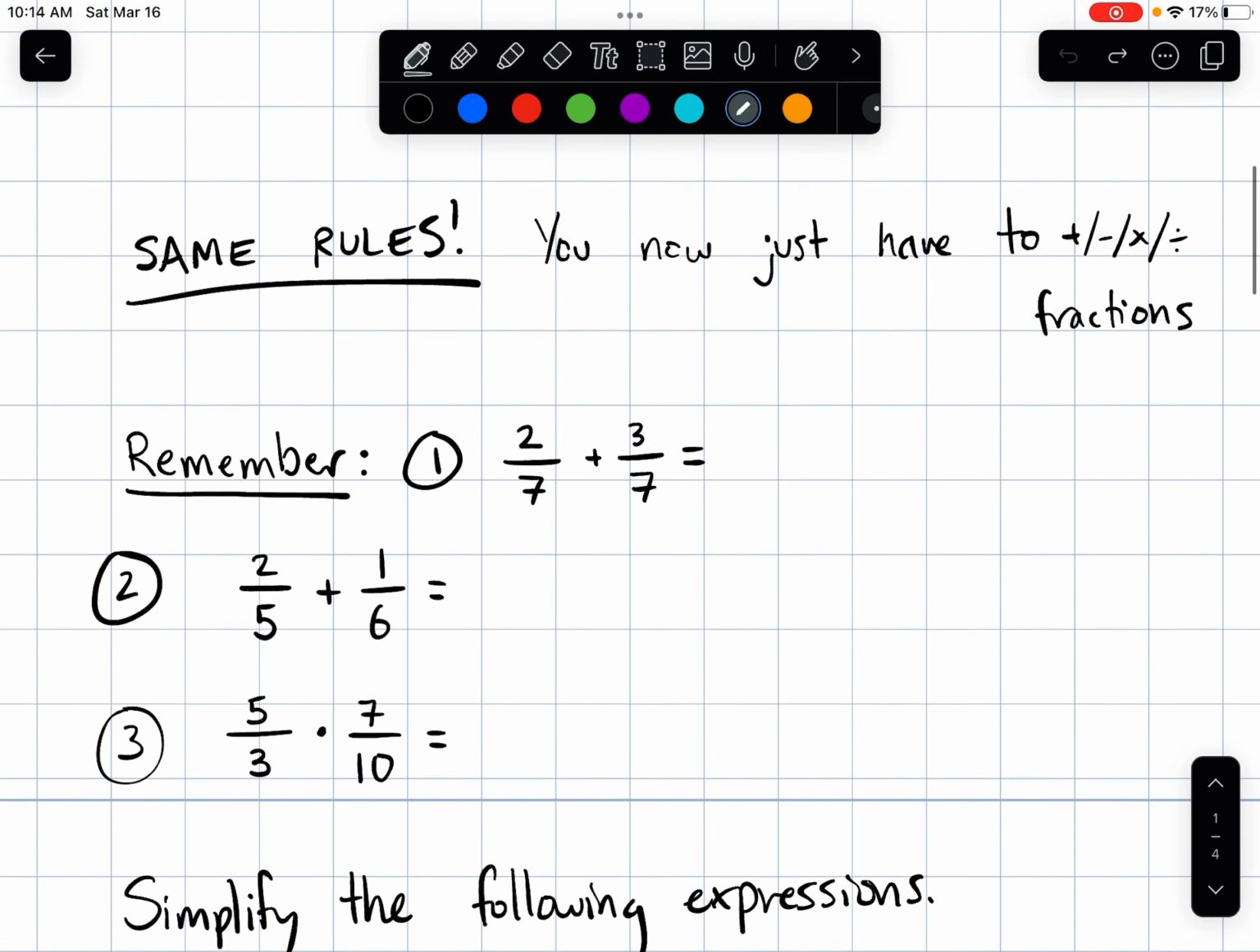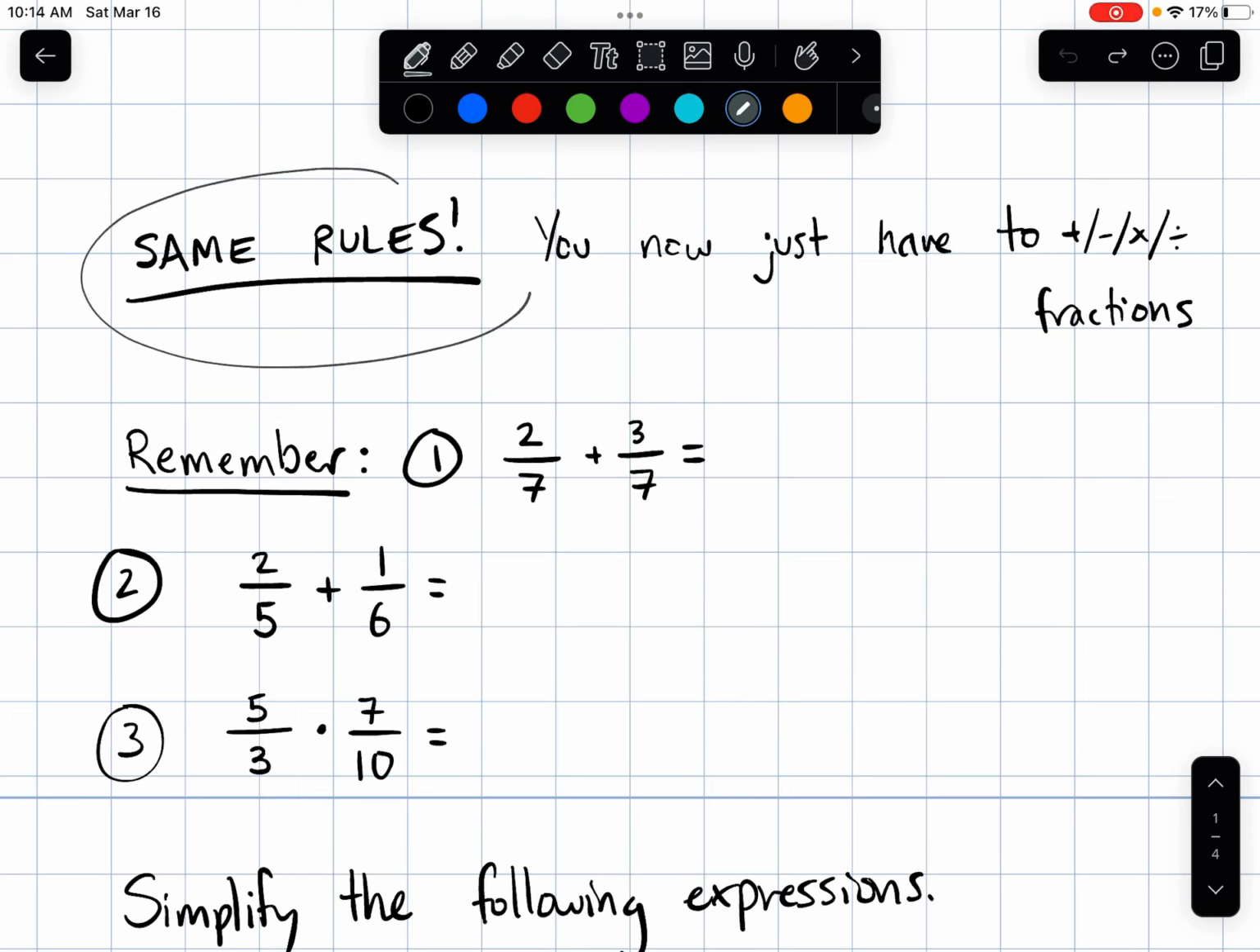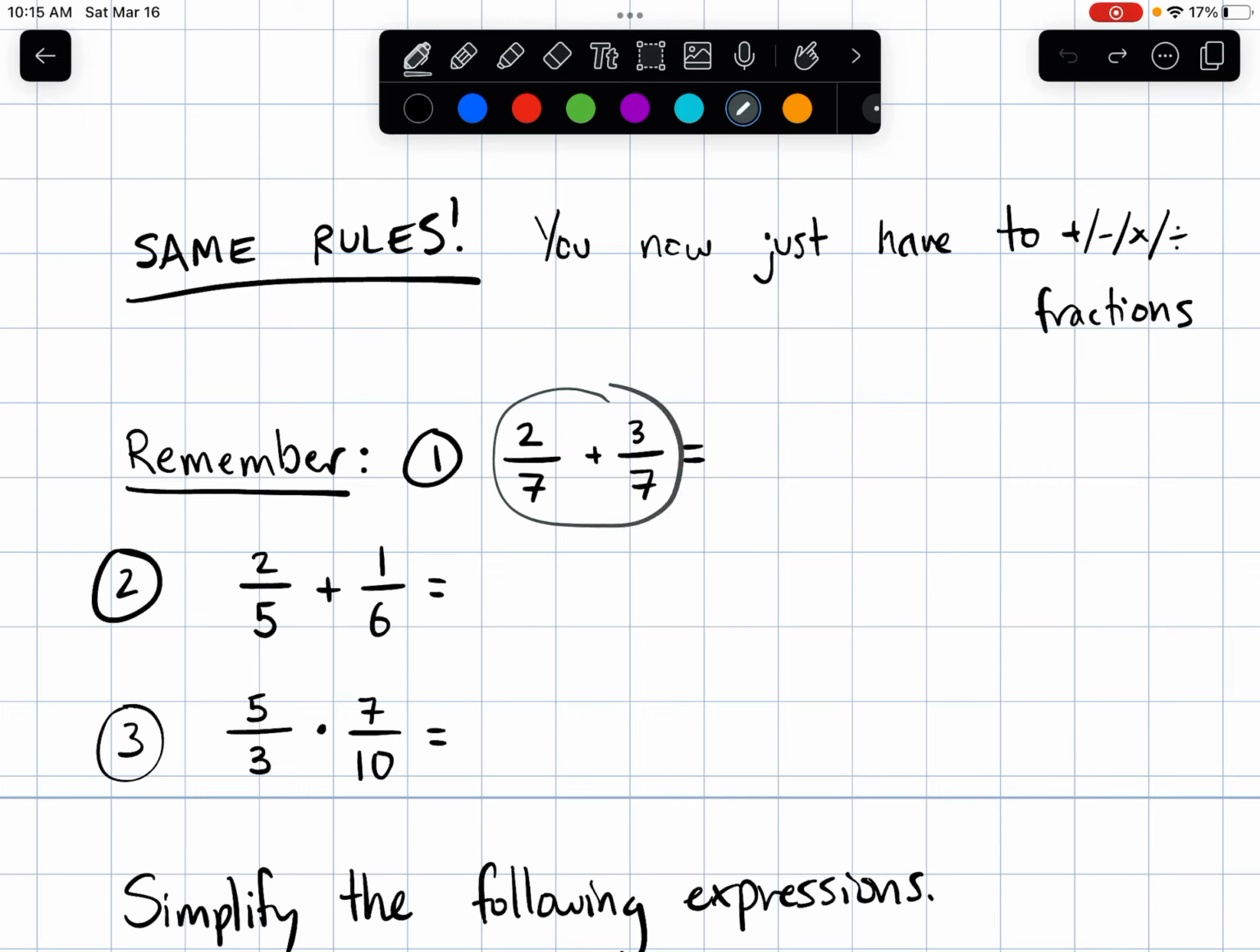Okay, so before we do that, let's just do some quick reminders. It is going to be the same rules. You now just have to add, subtract, multiply, and divide fractions instead of integers. But as it is the same rules, I just want to make sure we're all caught up on adding and multiplying fractions. Okay, so if I want to add fractions, I have to make sure I have common denominators. Same goes for if I were to subtract fractions. I have to have the same denominator.